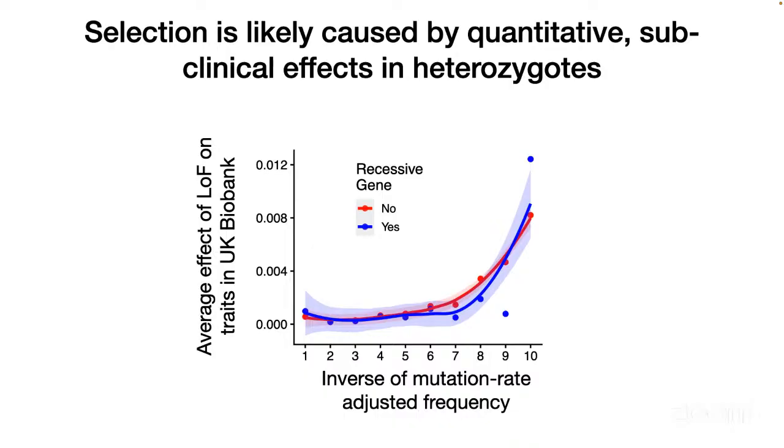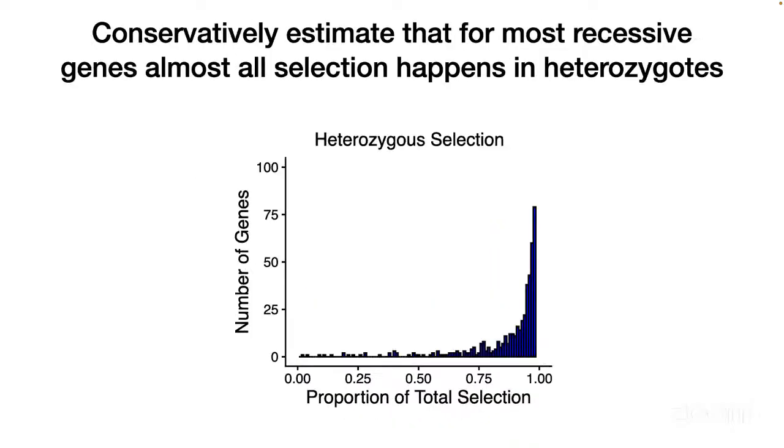And we've done a bunch of testing, and we're pretty sure that these are having effects on traits at roughly the same rate as non-recessive disease genes. And so we really think that what's happening is these subclinical effects. And we can quantify how much selection is happening in heterozygotes as compared to homozygotes. And we estimate that for most genes, almost all selection is happening in heterozygotes and not homozygotes. So it's much worse to be a homozygote. You end up with this severe Mendelian disease. But from an evolutionary perspective, it's really just acting on these small effects in heterozygotes.